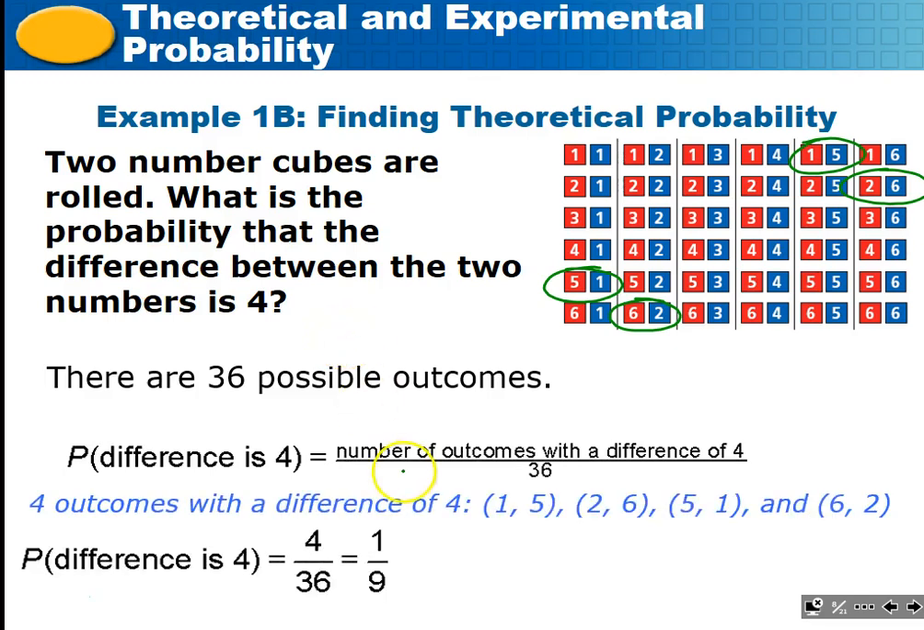So that is, and there's our combinations again: 1 and 5, 2 and 6, 5 and 1, and 6 and 2. All right, so on the next one, if we find the actual percentage of that, we divide 1 by 9, and that gives us 11.1.